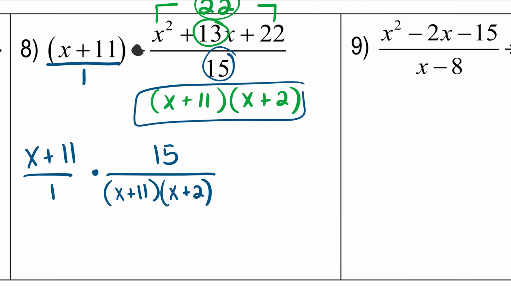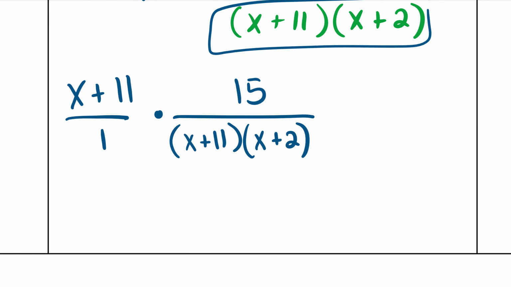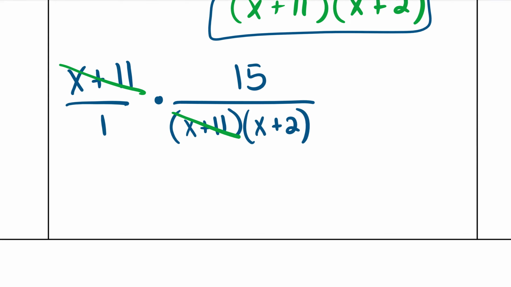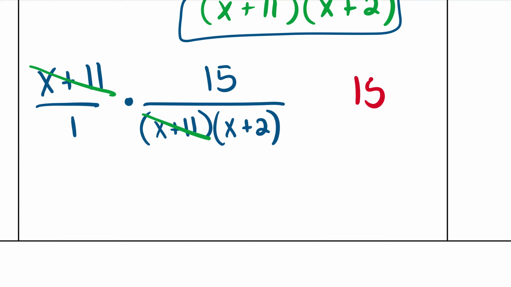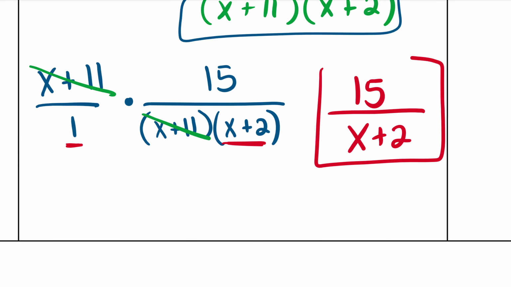Alright, now, I have factored, I have GCF'd, I've done everything I can except for reduce. So look, I have x plus 11, x plus 11. I don't have any more parentheses, so that x plus 2 is going to stay, and I can't reduce 15 and 1. That doesn't do anything. So I can just write whatever I have left. So on top, I just have 15. On bottom, if I did x plus 2 times 1, that's just x plus 2. And that would be my final answer.